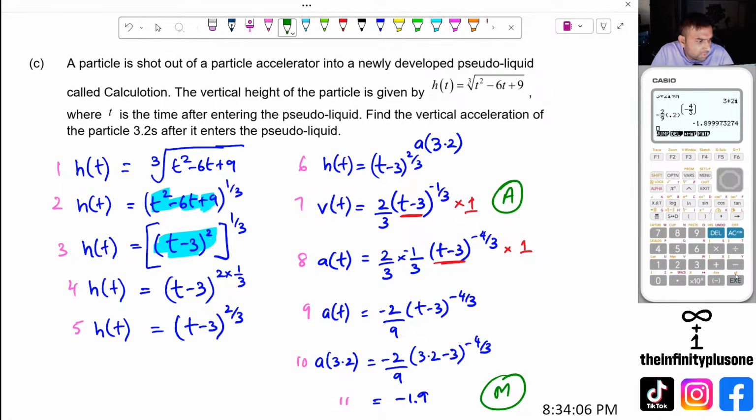Units are not required in differentiation, surprisingly, so you don't need to worry about units. But if you do put units, it'll be meters squared per second, or meters, yeah, is it meters? No, hang on, it's meters per second squared. Acceleration is always meters per second squared.